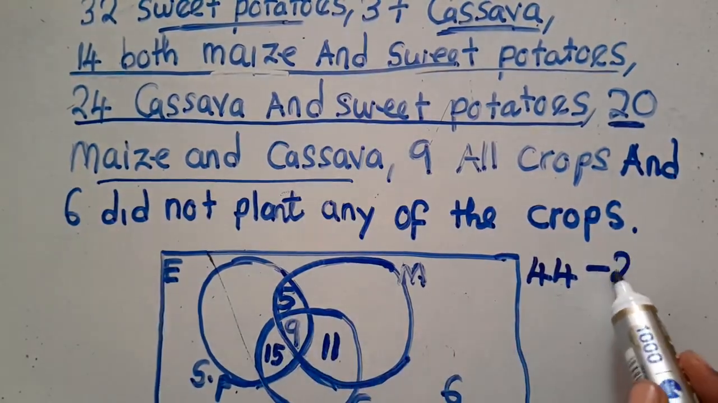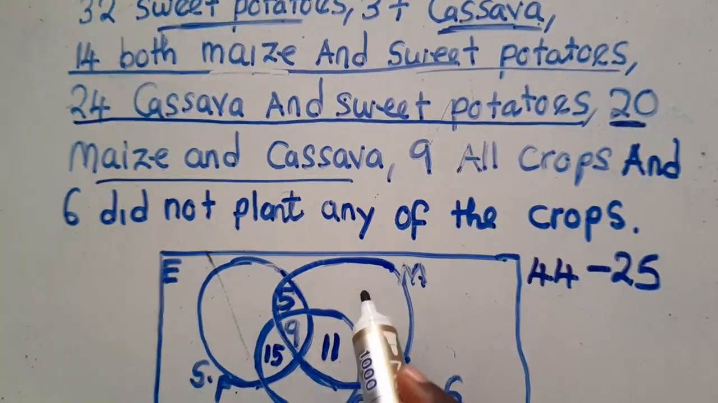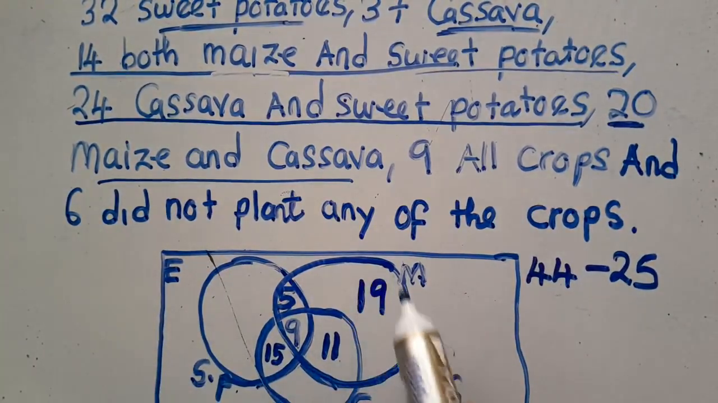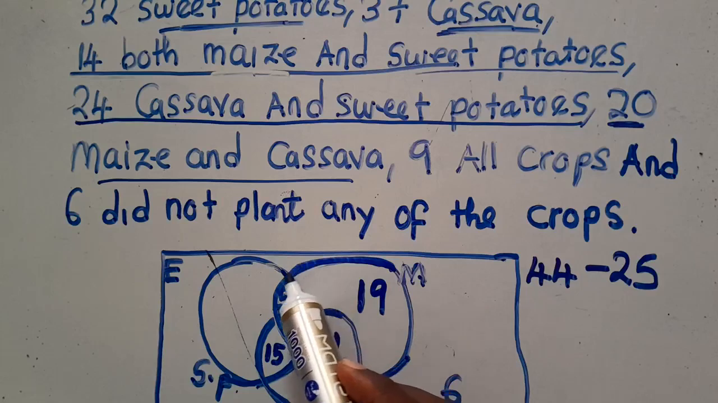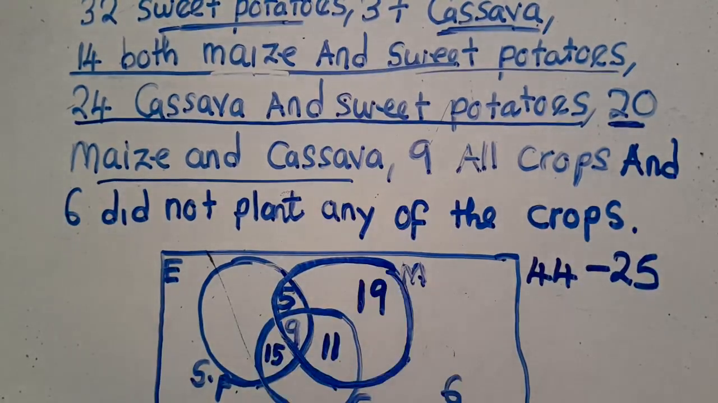So I say 44 minus 25. What answer am I going to get? I'm going to get 19. So meaning the 19 is there, such that if I add everything that is in this set for maize, I need to get 44. So if you add 19 plus 5 plus 9 plus 11, you are going to get 44.